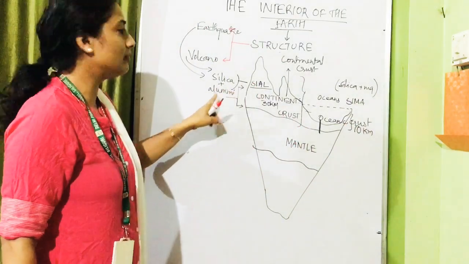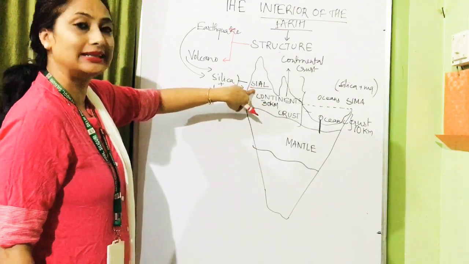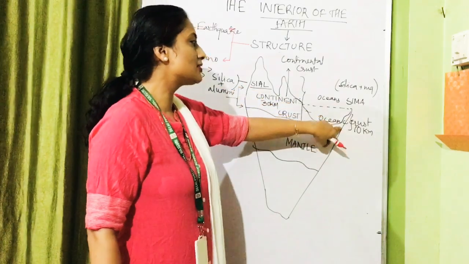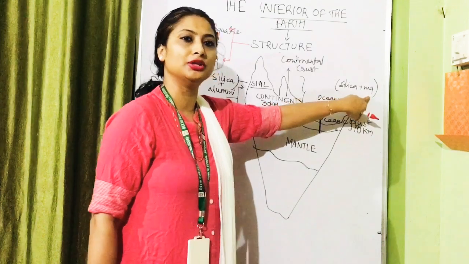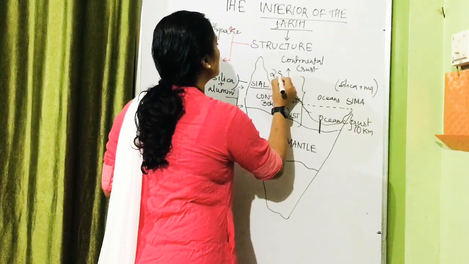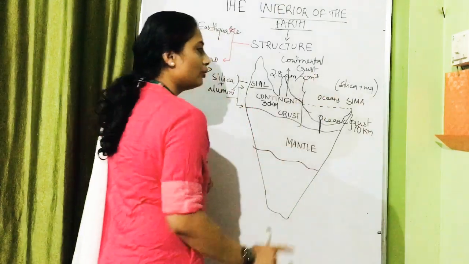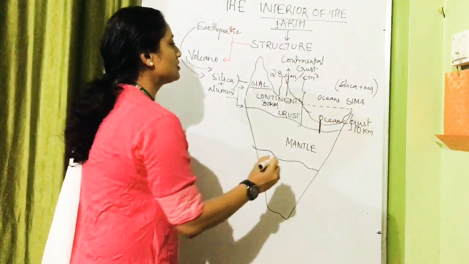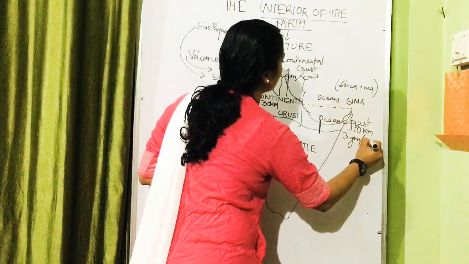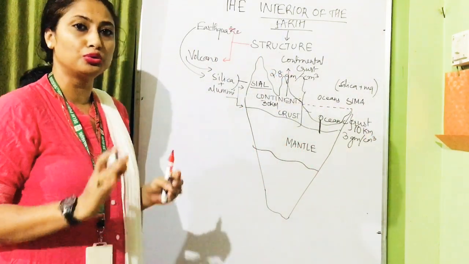So this is the third thing regarding crust which you should know, that the continental crust is made up of lighter elements like silica and aluminium, whereas the oceanic crust is made up of denser elements like silica and magnesium. If we talk about the density, the continental crust density is 2.8 grams per cubic centimeter, whereas the oceanic crust density is a little more than that, that is 3 grams per cubic centimeter. So I hope it is clear regarding crust.